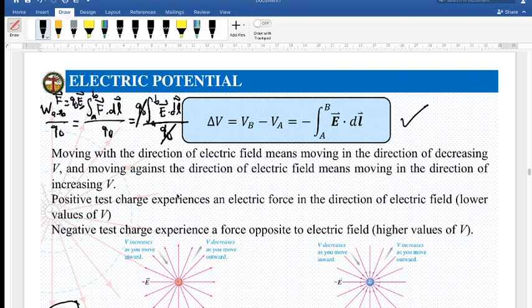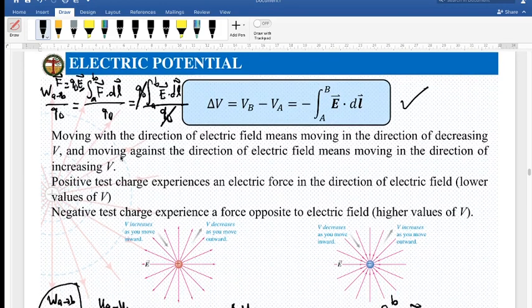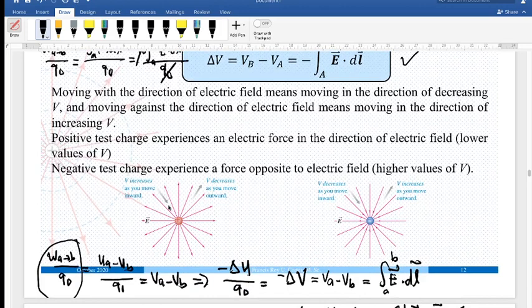So again, how can we deal with the quantity of your potential as we move away from a source charge, which is negative or positive? Moving with the direction of the electric field means moving in the direction of decreasing V. As you can see here, if you move in the direction of your electric field, you are moving in the direction of decreasing potential. But once you move against the direction of the electric field, you are moving in the direction of increasing potential.